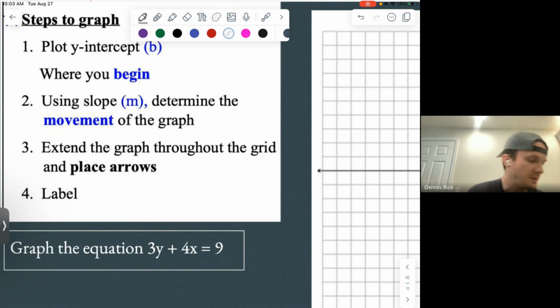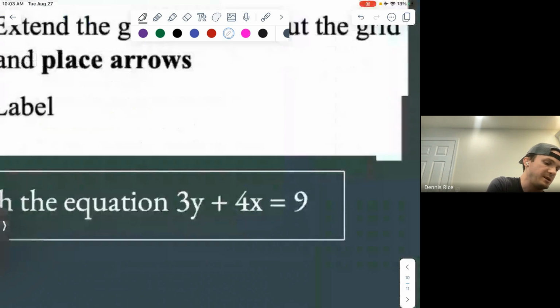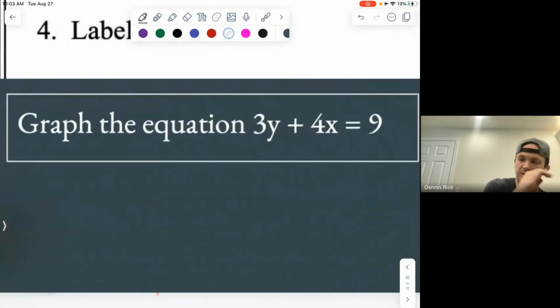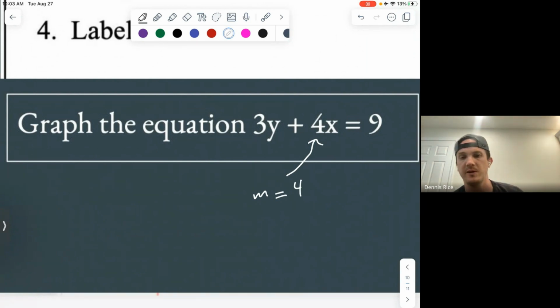Okay, so let's dive into this. First thing we need to do, let me quiz you guys here. Can I just do this right away? Can I say, hey, the slope is 4? He told me earlier the slope is what's in front of x. Can I do that? No, I cannot. Why not?